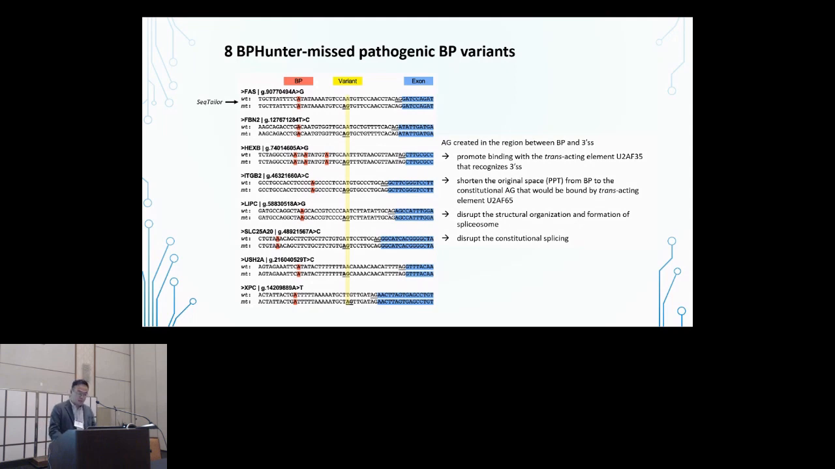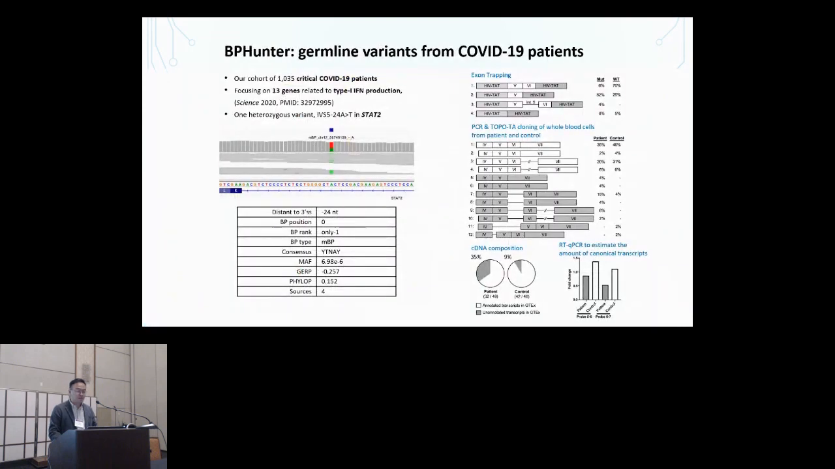So after looking back at those published pathogenic BP variants, we move forward to some discoveries. As I mentioned in the very beginning, our lab is collecting COVID patients suffering critical infections. And we focus on 30 genes related to type 1 interferon production. We find one BP variant in STAT2, and you can see the conservation score is about 0. So we think conservation score should not really be a high factor in prioritizing such cases.